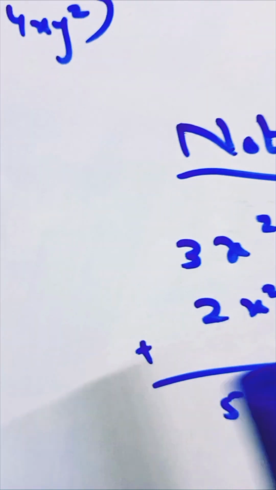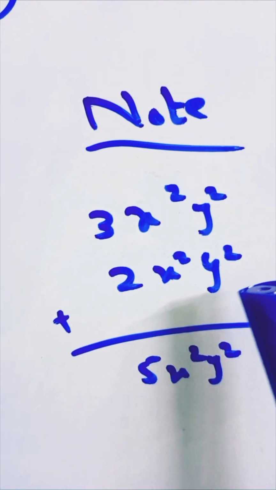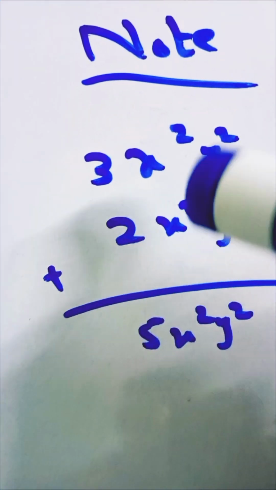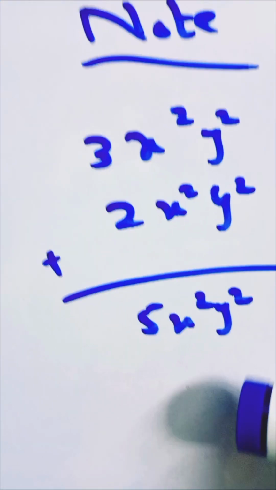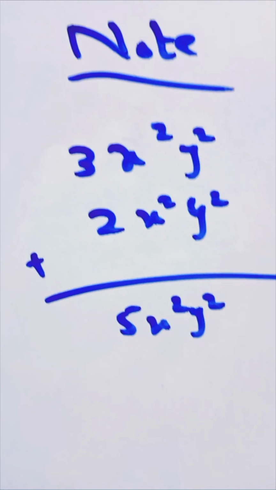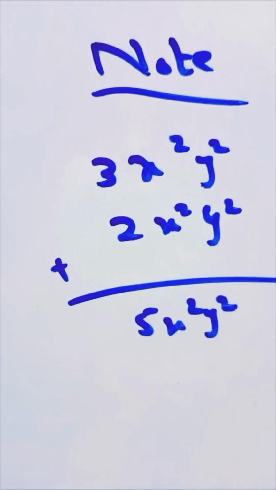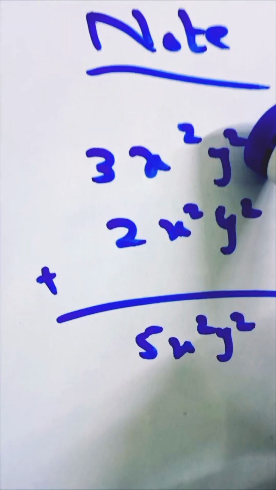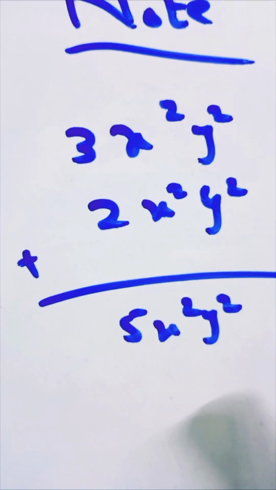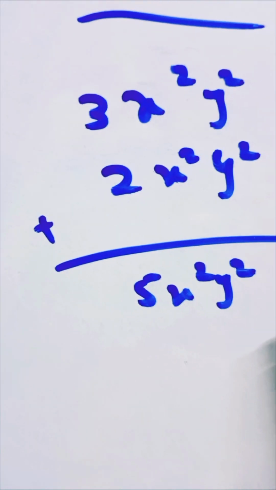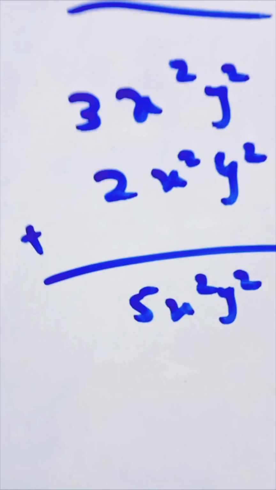Number one, 3x square y square plus 2x square y square. It means same variables with same powers will add, whereas different powers, different variables cannot be added. You got it? 3x square y square plus 2x square y square. Same variables with same powers can add or subtract. You must know about it.